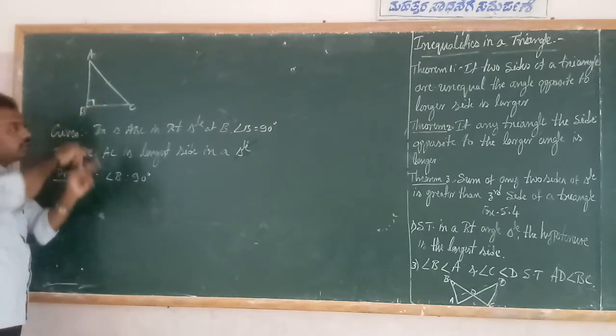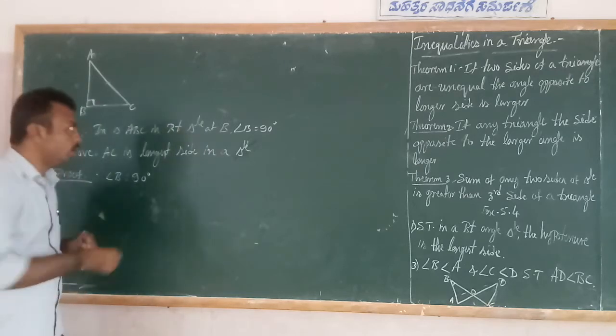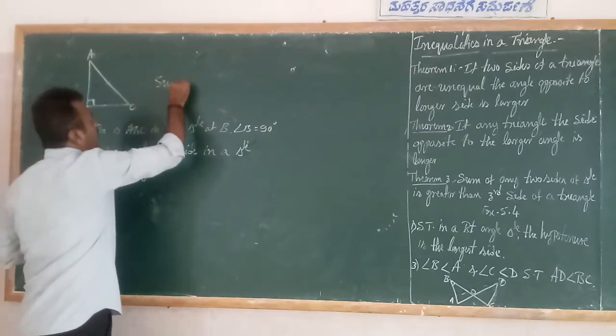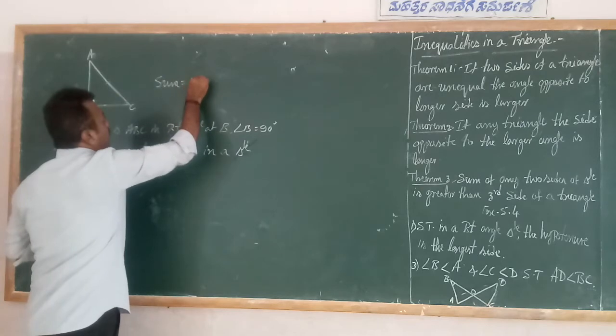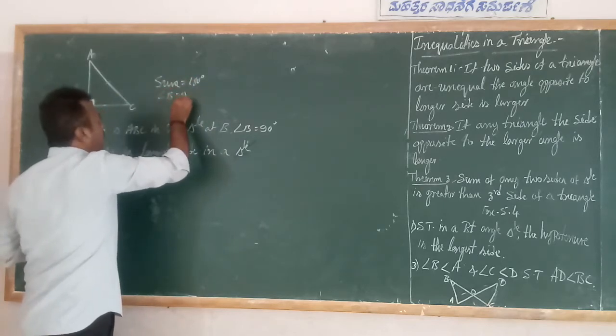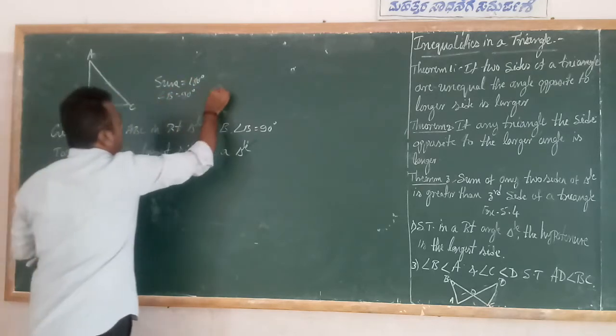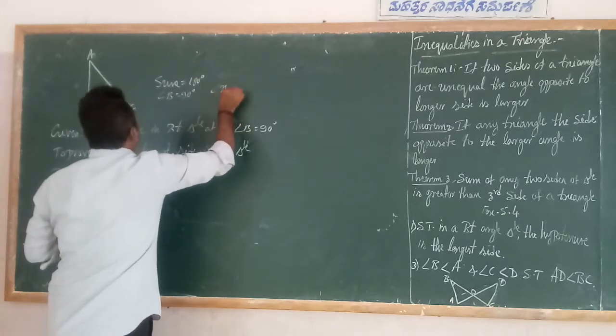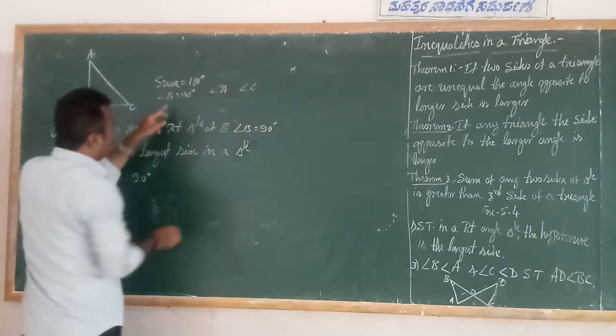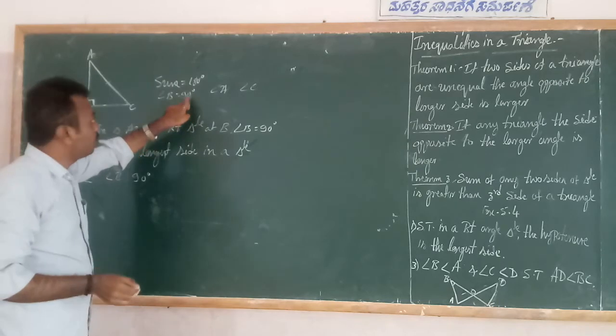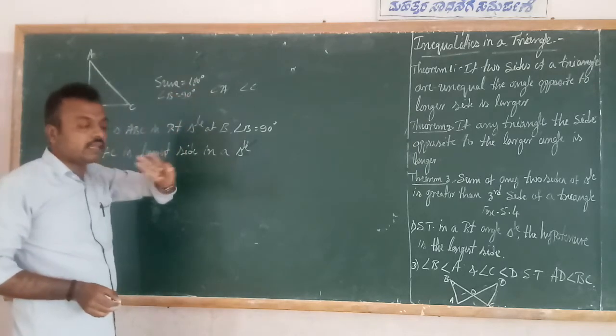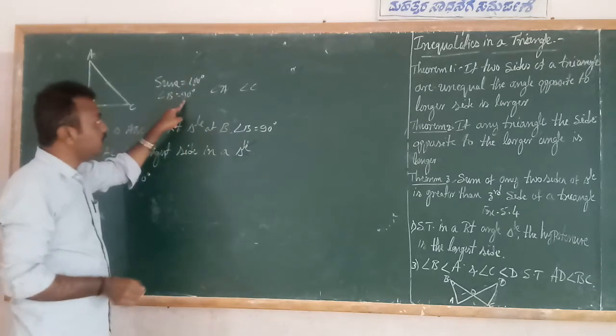What is the sum of the interior angles of a triangle? Yes, 180 degrees. The sum becomes 180. Correct? So one angle is 90 degrees already. What is the remaining angle? Angle A and angle C. Already one angle is 90 degrees, so the sum of the three angles becomes 180 degrees.